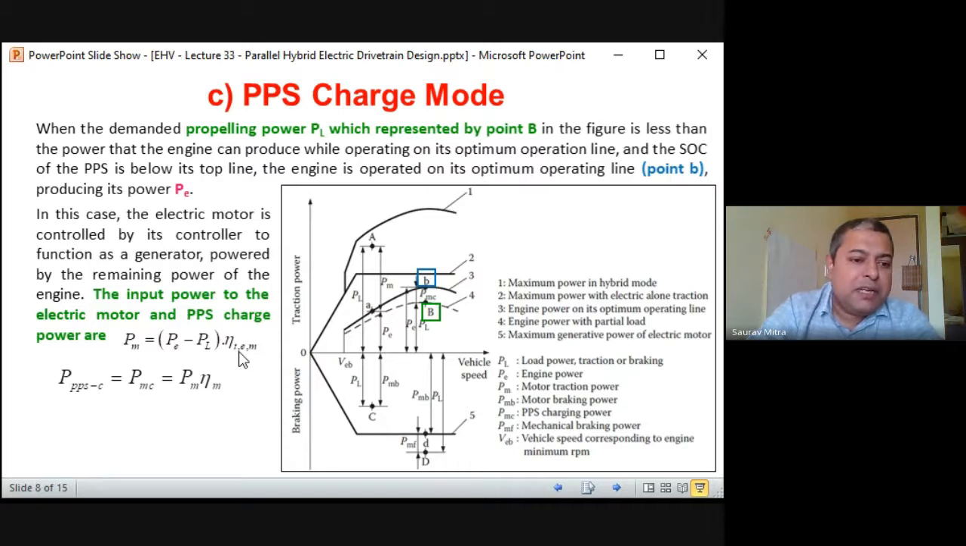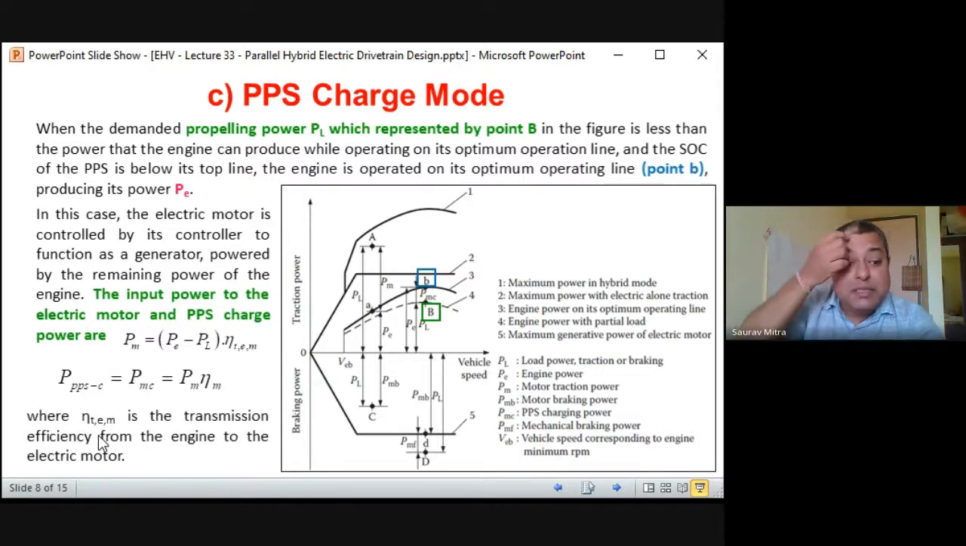What is eta TEM? I'll tell you. And what is PPPSC? This is nothing but PMC, that is PM into eta M. So this PPPS is charged by PMC. PMC is given here as the PPS charging power. PM is motor power, but PMC is the PPS charging power through the motor. So the PPS is getting charged through the motor, and the motor is acting as a generator. Hence, it is called PMC.